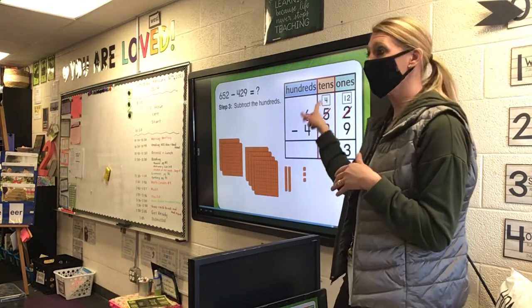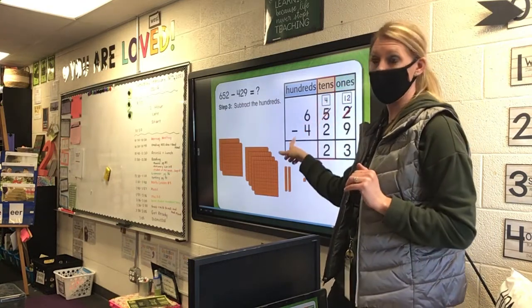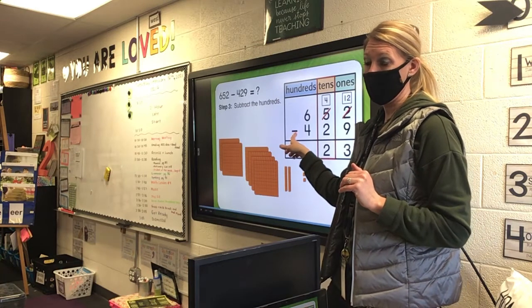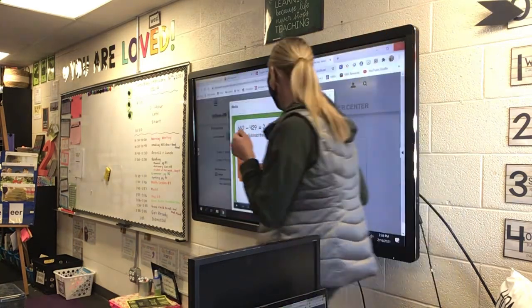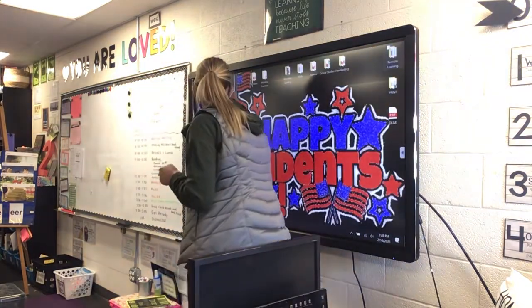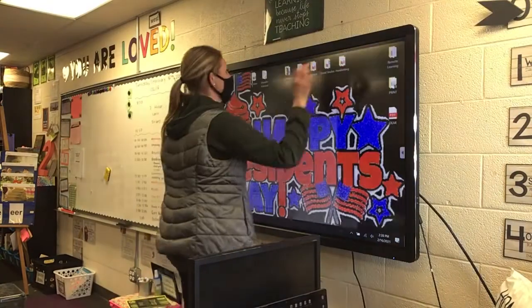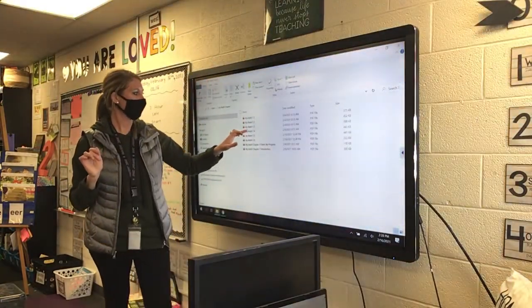So what we're going to do is practice borrowing again, but now we're going to add the hundreds column to it. So let's practice this. Let's go to our worksheet. Would you please make sure your name is at the top?